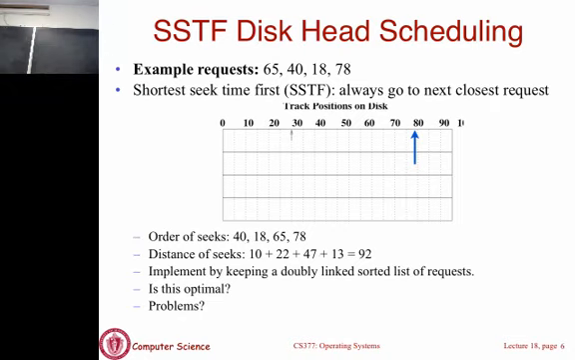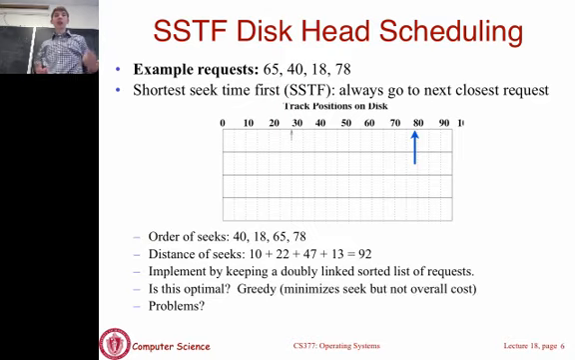So, in this particular example, we essentially went over this already, but the order of seeks is 14, 18, 65, 78. Of course, the arithmetic is the same to figure out the total distance of the seeks. And we already talked about how this is not optimal, because it's greedy. It minimizes the next step seek cost, but not the overall cost. And a major potential problem here is that it's possible to get starvation.